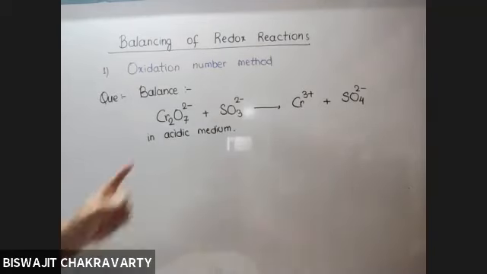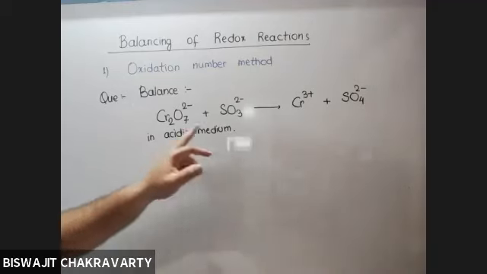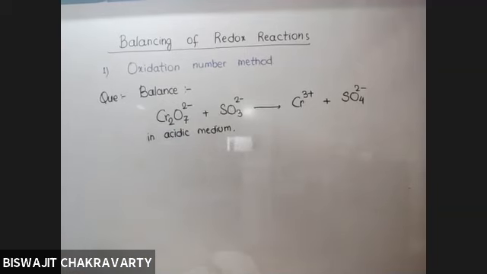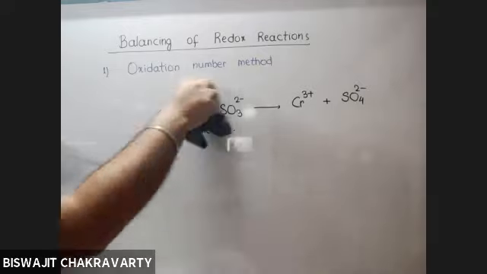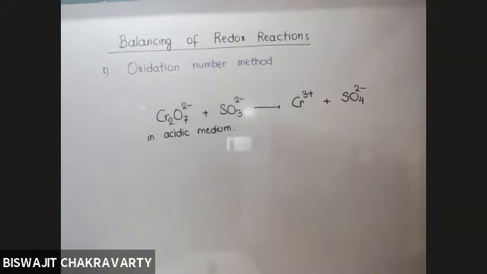So you first calculate the oxidation numbers of each and every element individually and tell me what is the oxidation number of chromium, what is the oxidation number of sulfur. Oxygen is always the same oxidation number. So we will calculate the oxidation number of chromium, and after calculating we will write it down. Yes, tell me what is the oxidation number of chromium in Cr2O7 2-? I'm not getting your voice. Tell me, anyone who has calculated it?